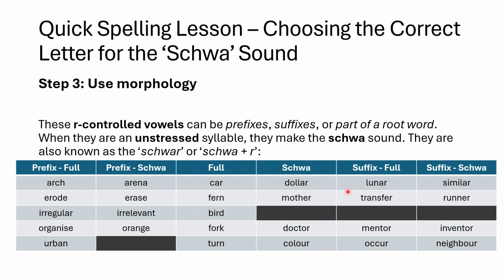Suffixes that make their full vowel sounds: lunar, transfer, mentor, occur. Suffixes that make the schwa sound: similar, runner, inventor, neighbour.